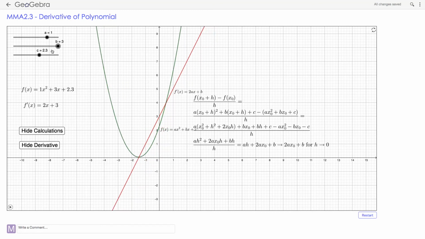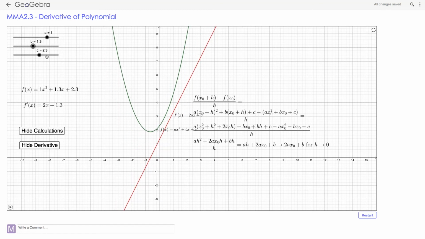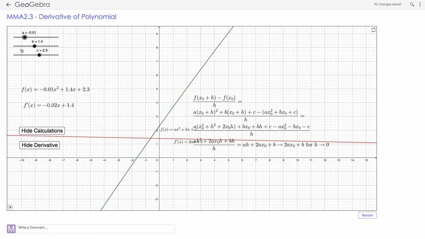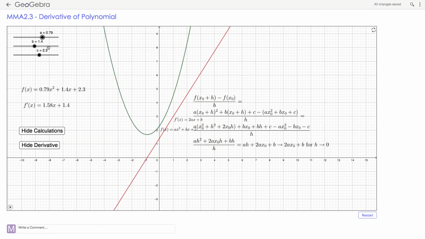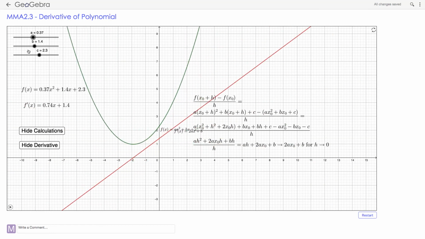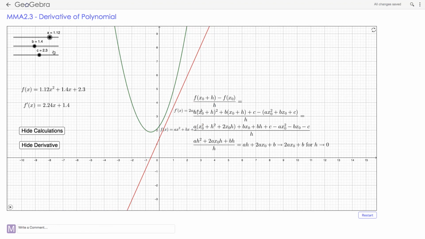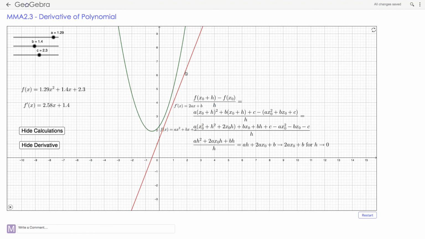B affects the polynomial and the line, but not the slope of this line, and a affects also the slope of the derivative, right? We will later on see that the slope of the derivative, so the derivative of the derivative, corresponds to acceleration.